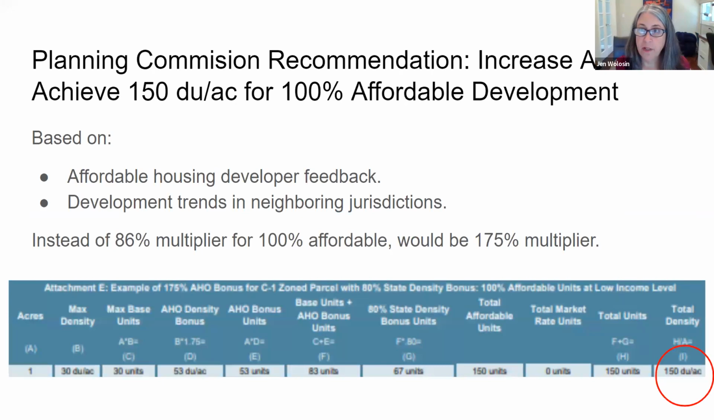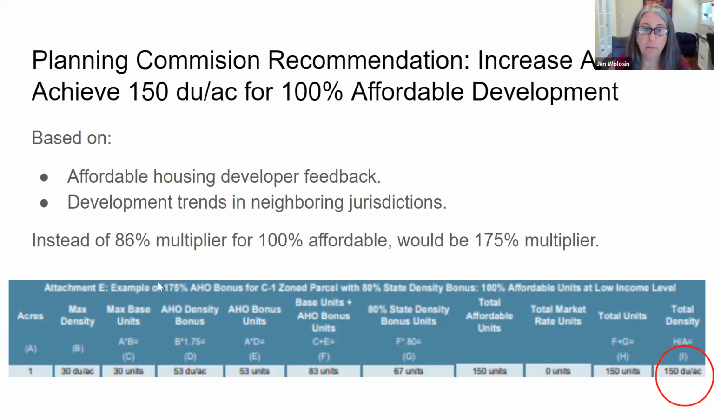One interesting thing to note is the Planning Commission met on Monday, August 14th, and looked at those numbers, at getting to 100 units an acre for 100% affordable. And they're actually recommending that we enable 150 units an acre for 100% affordable. That's based on a lot of feedback that affordable housing developers have been giving on what it takes to create these affordable housing units, and also looking at what types of affordable housing are being generated in neighboring jurisdictions.